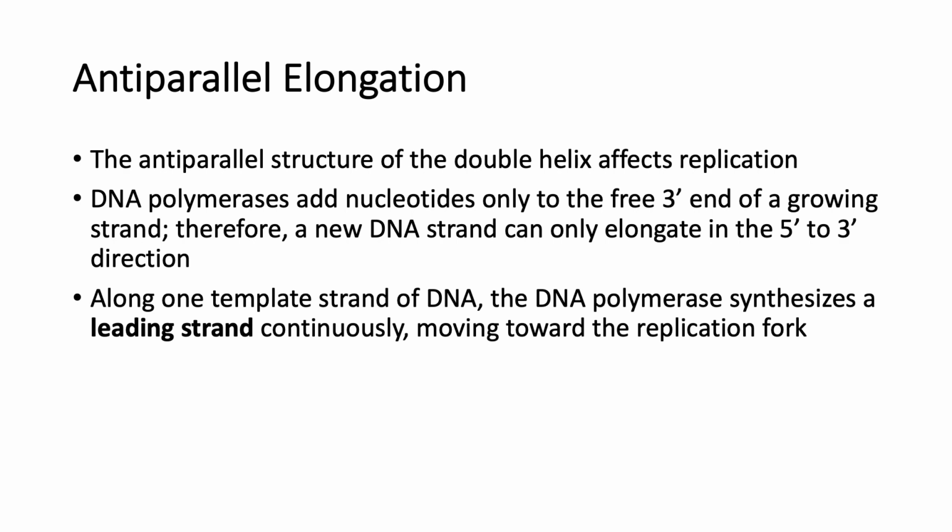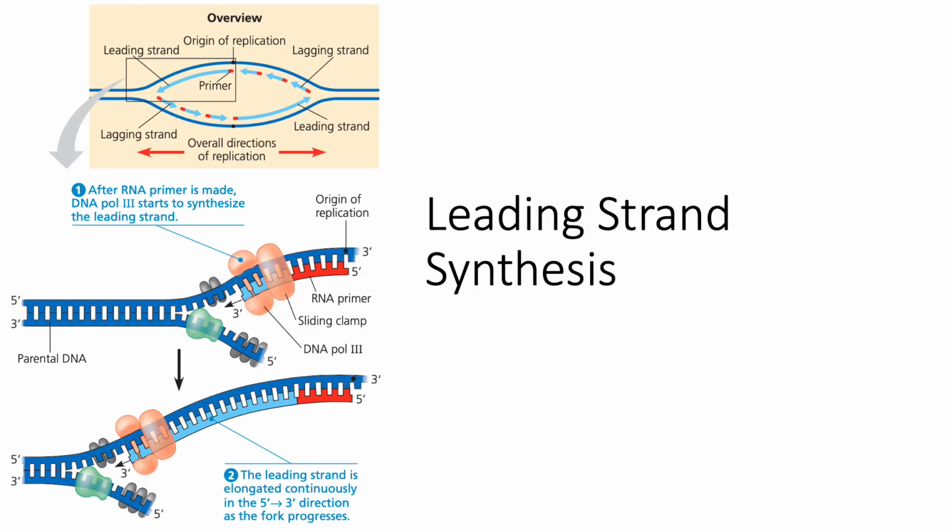Along one template strand of DNA, the DNA polymerase synthesizes a leading strand continuously, moving toward the replication fork. This figure shows the synthesis of the leading strand during DNA replication. After the RNA primer is made by the enzyme primase, DNA polymerase starts to synthesize the leading strand. Furthermore, the leading strand is elongated continuously in the 5' to 3' direction as the fork progresses. Again, in the synthesis of the leading strand, there is continuous DNA synthesis toward the direction of the replication fork.